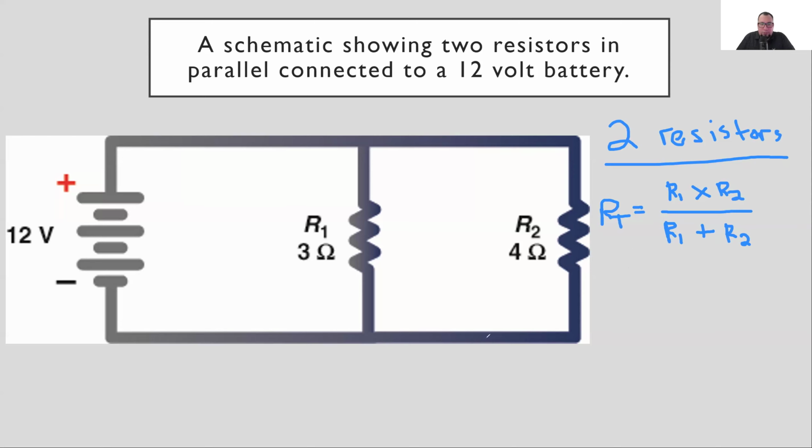We always want to find the usual thing. So we want to find E, we want to find RT in this case, and we want to find IT. The voltage is already given. It's 12 volts. To find the RT now, we just plug in our numbers.